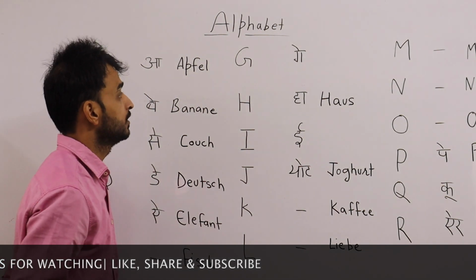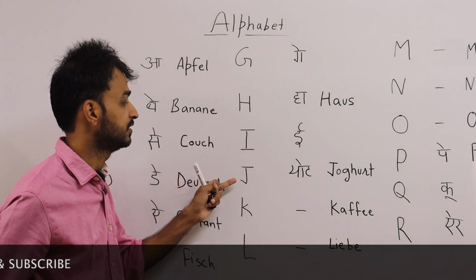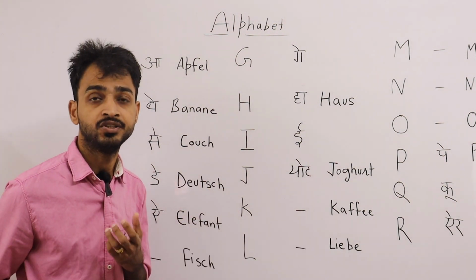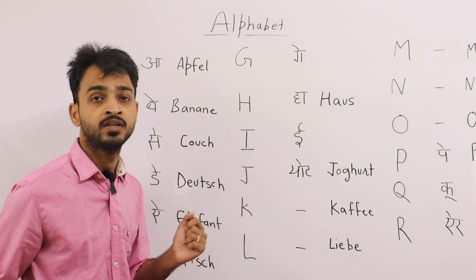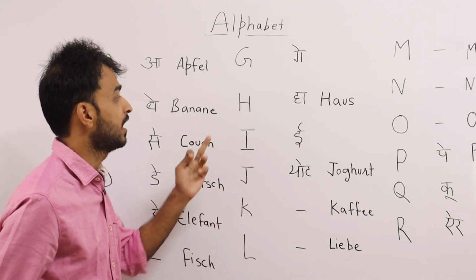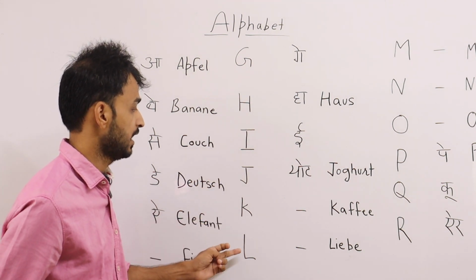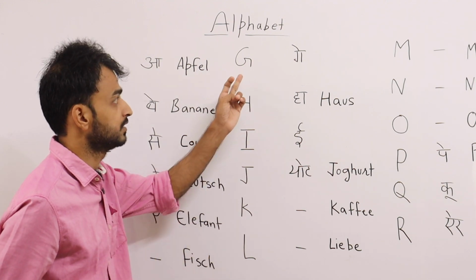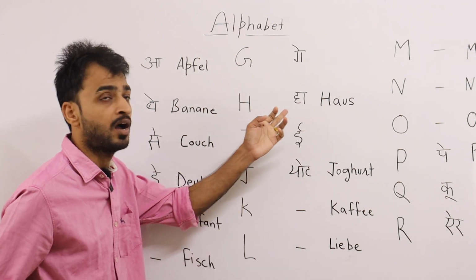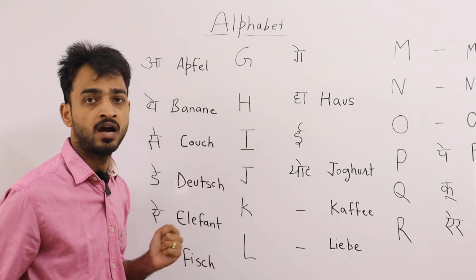Now we move on. G, gay. Ha, E, yacht, K, L. J gives the sound of Y, like year. The alphabet name is yacht and the sound is Y. So with G we have gay, and then H, Haus. House is the same word as in English, but the spelling is different.